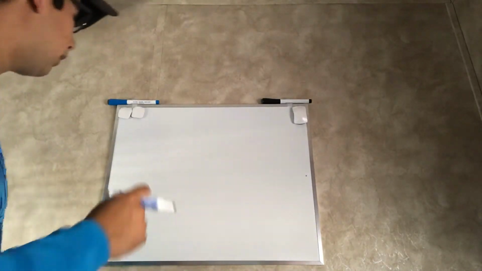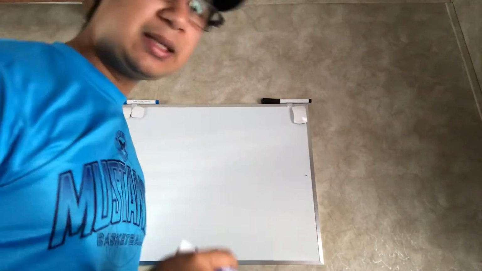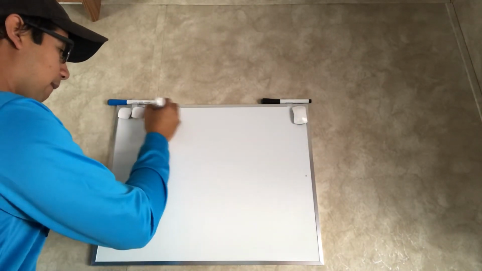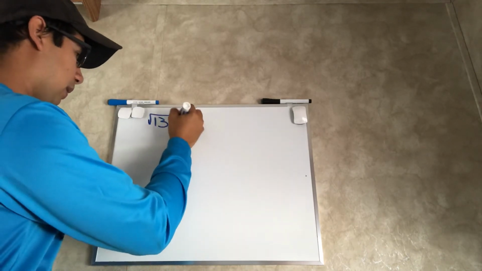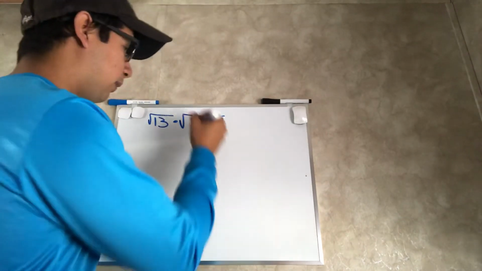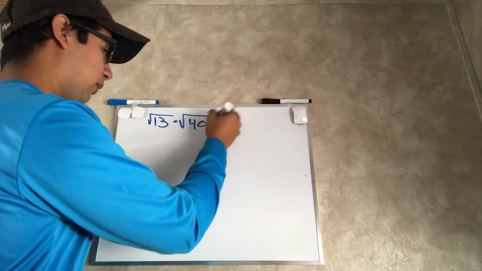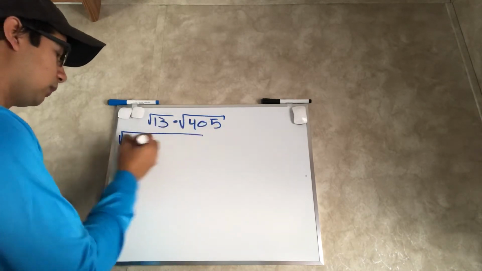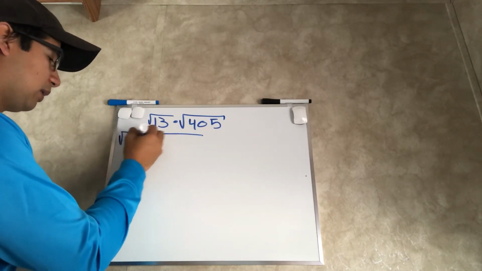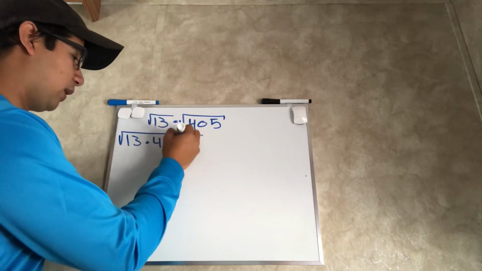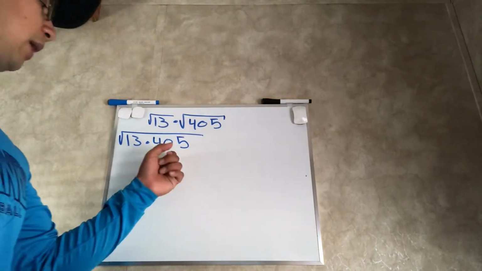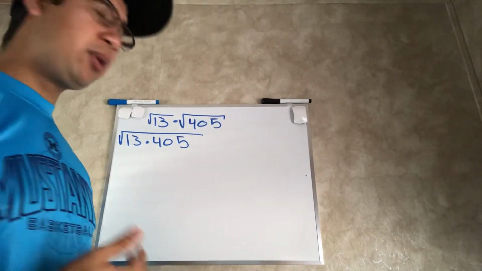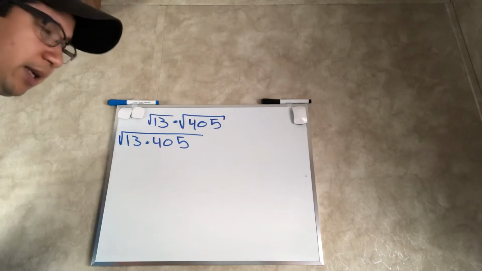Now, let me try one here on IXL. So one of the problems is square root of 13 times the square root of 405. Now these two, we're going to combine them in. So we have 13 times 405. Now we're going to have to break this apart. The 405, you are going to need a calculator, just a simple calculator, just so you can multiply fairly quickly.